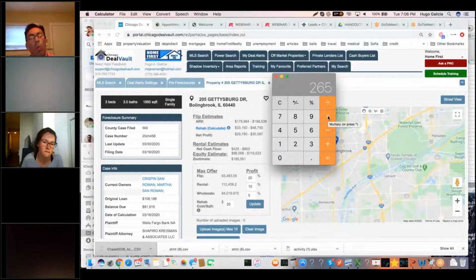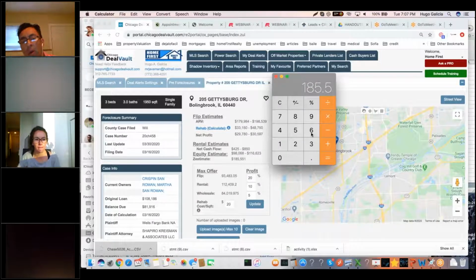So let me show you what the bank is going to be looking for. They're going to be looking for at least 25 to 30% equity. So let me do 30% equity. So 265 times 70%. So 185. They're going to want you to get it under contract for no more than 185.